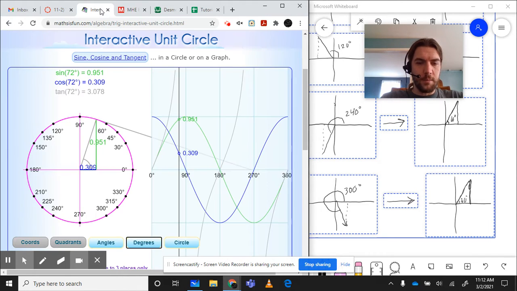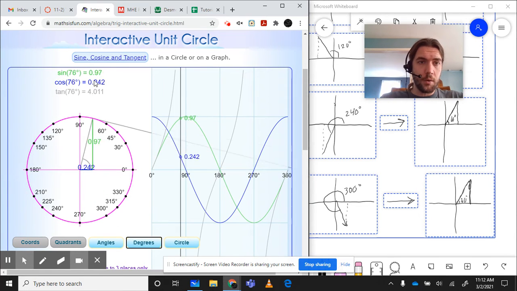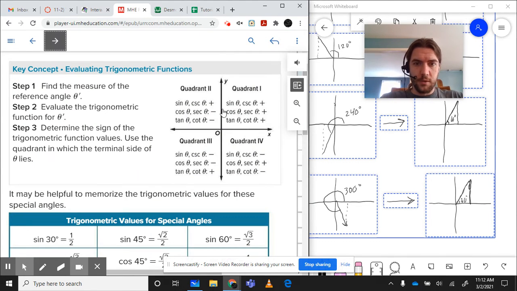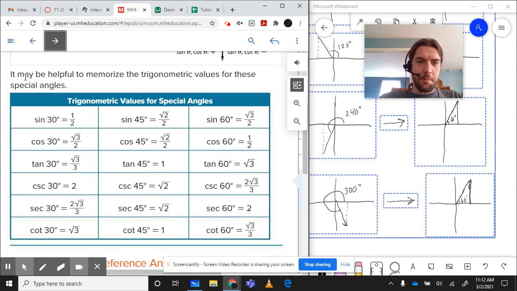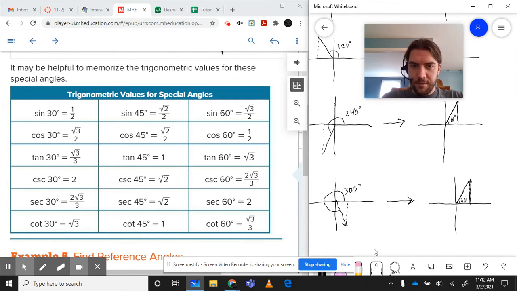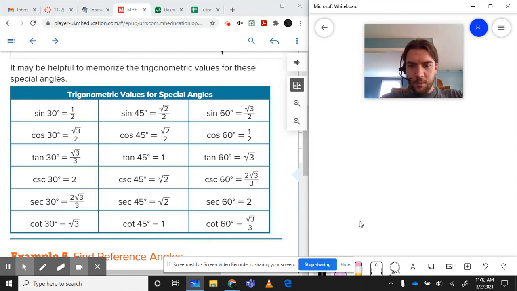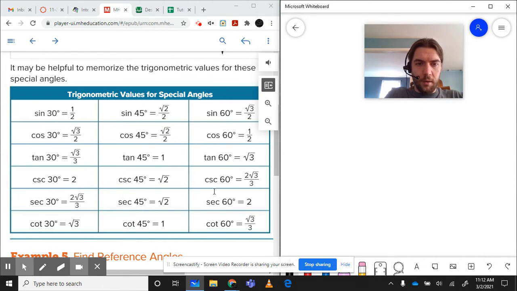I always think that math manipulatives that actually let you manipulate things, and see how things change as you go, are much easier to understand than just lists of answers. Same thing here. It says it may be helpful to memorize the trigonometric values for these special angles. I would say it's not going to be helpful. Were you to memorize all these, yes, you could jump to things quicker. However, I think what's much better is to just memorize where we get all of these from.